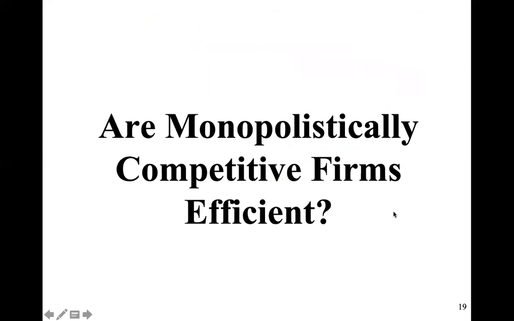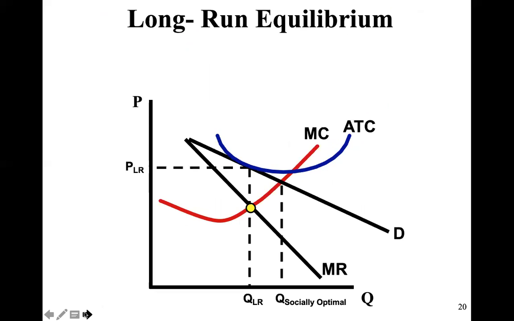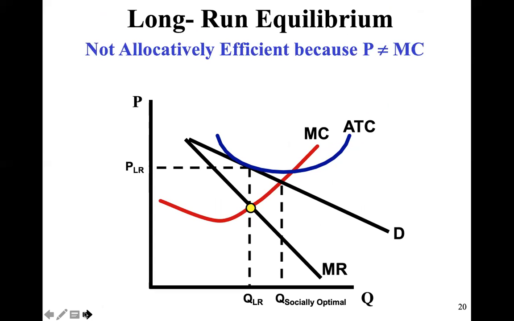So next question we're going to address is, given those characteristics, especially in the long run, are monopolistically competitive firms efficient? Okay, take a look at our scenario. You can see that we are a monopolistically competitive firm in long run equilibrium, and you can also see that we are not allocatively efficient because our price does not equal marginal cost. This is the point where price would equal marginal cost, where our marginal benefit to society would equal our marginal cost, and we are not at that output.